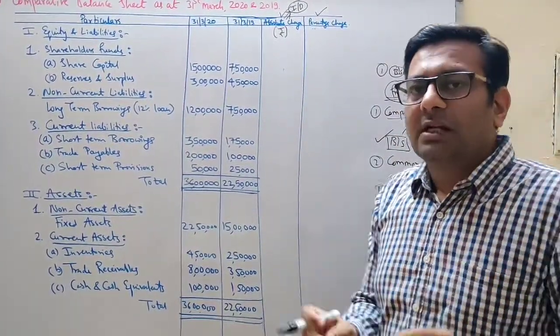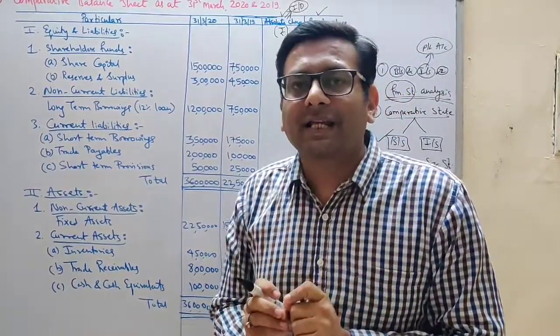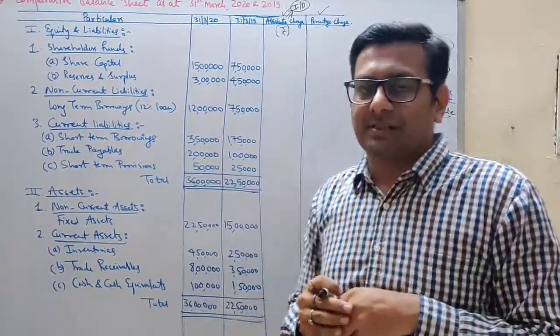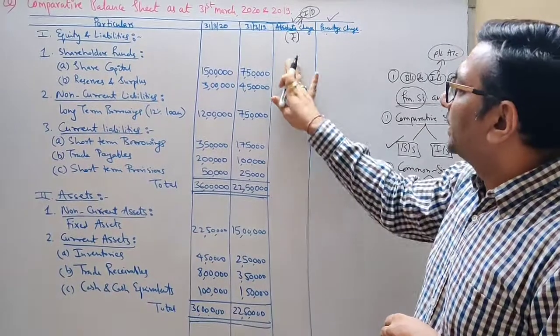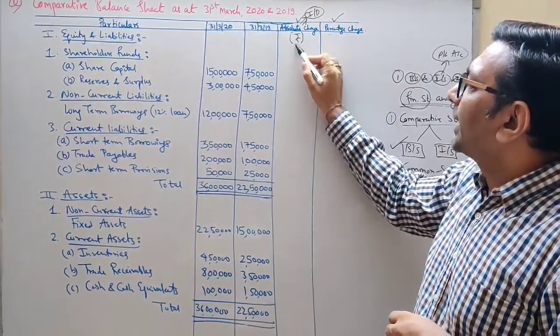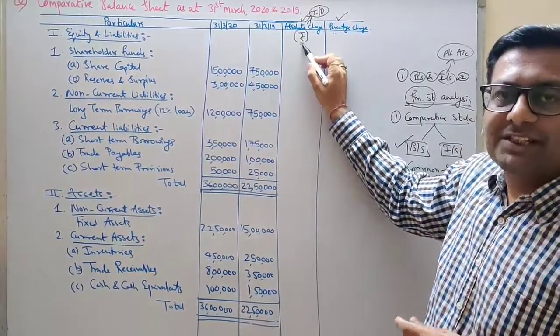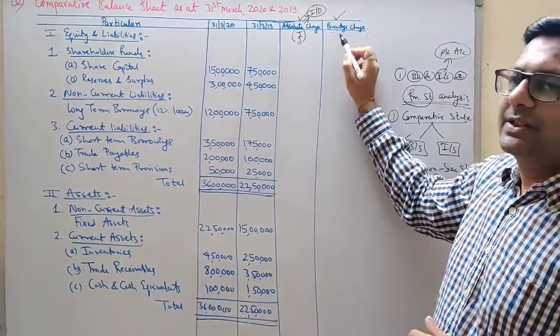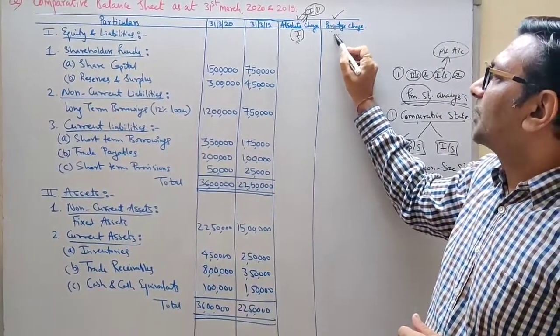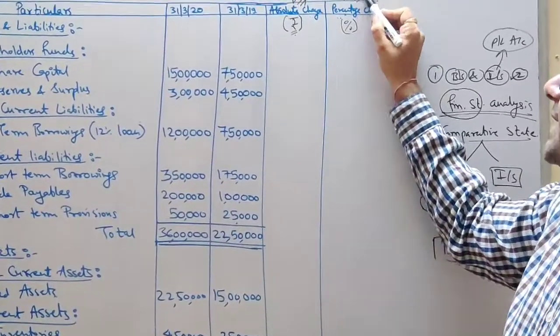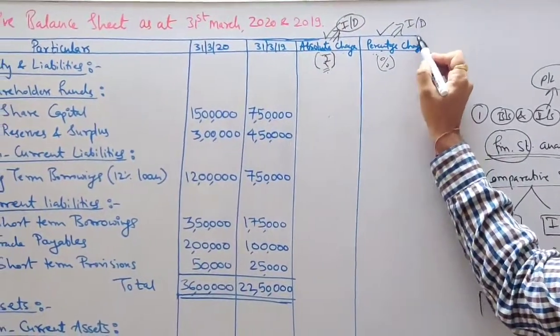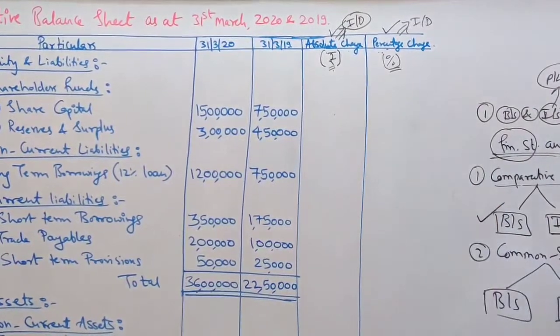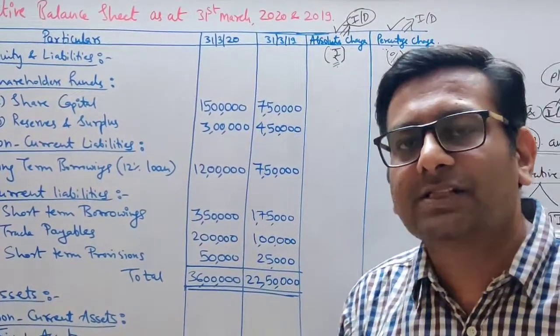So in accounts, when you write the amount in bracket, it indicates decrease. Am I clear with this? So in this column, we are going to write increase and decrease in rupees term, in amount term. Percentage change, as the name suggests, we are going to write increase and decrease in terms of percentage. Am I clear how to make this statement?